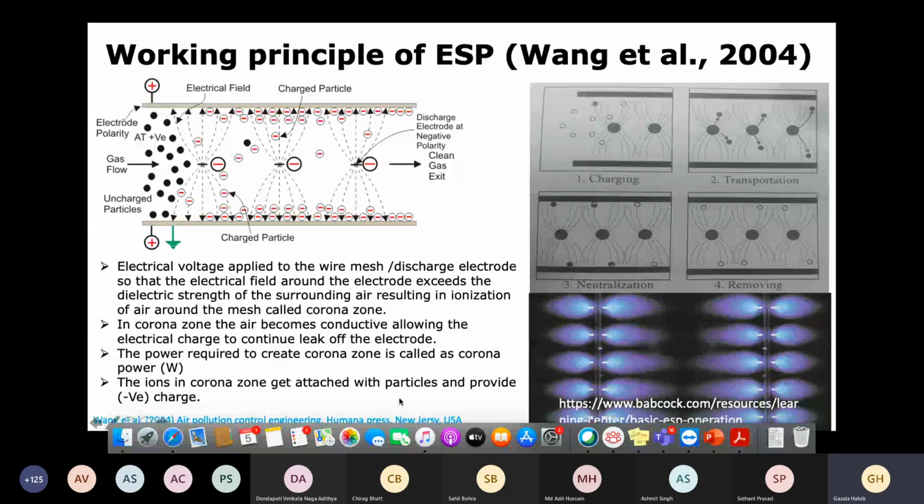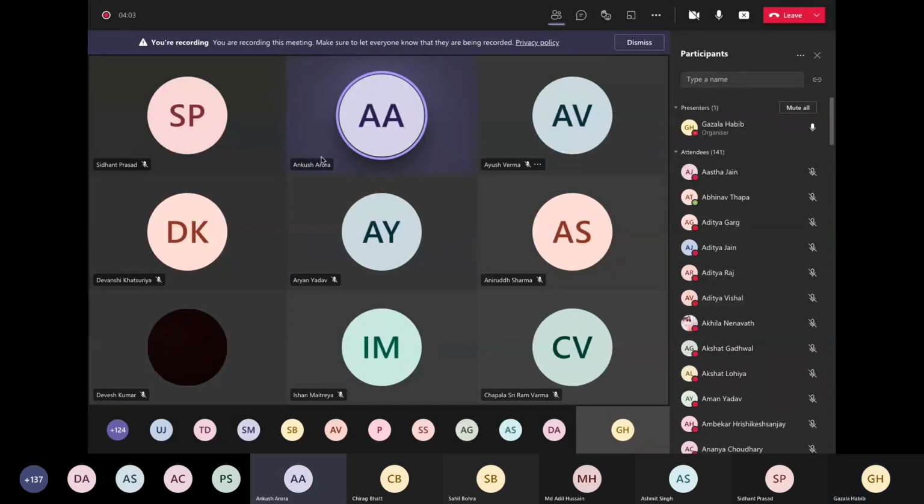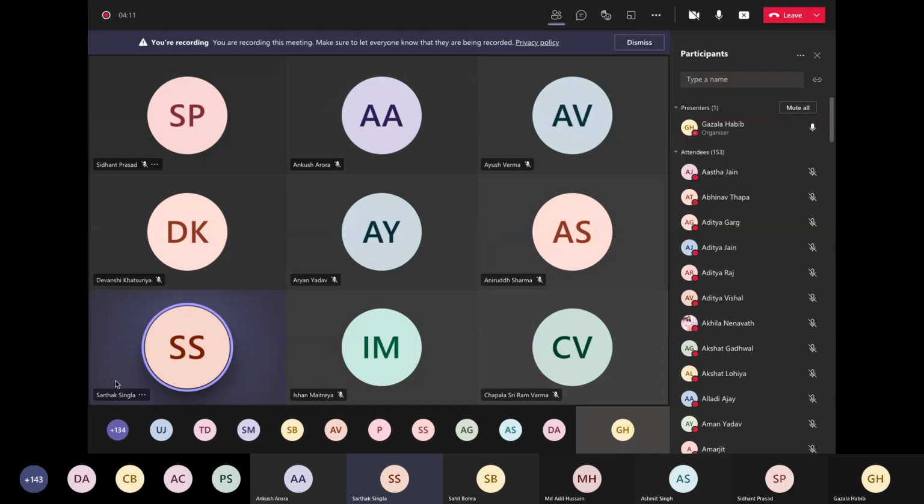Hello. Okay, all of you mute your microphones. Just mute your microphones. Ankush Arora, mute your microphone. If you have a question, raise your hand. But keep your microphone muted, so there would be no disturbance.